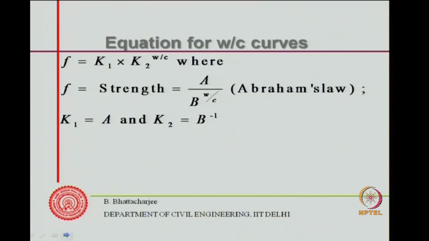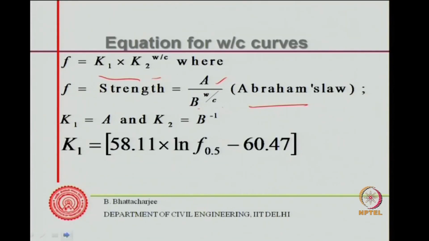Well, these curves can also be put into equation form. That is what we have done, because these are hyperbolic curves and you can fit them in this form: A K1 plus K2 to the power W by C, which is similar to Abraham's law, which says A by B to the power W by C. So K2 is nothing but B to the power minus 1, Abraham's constant.